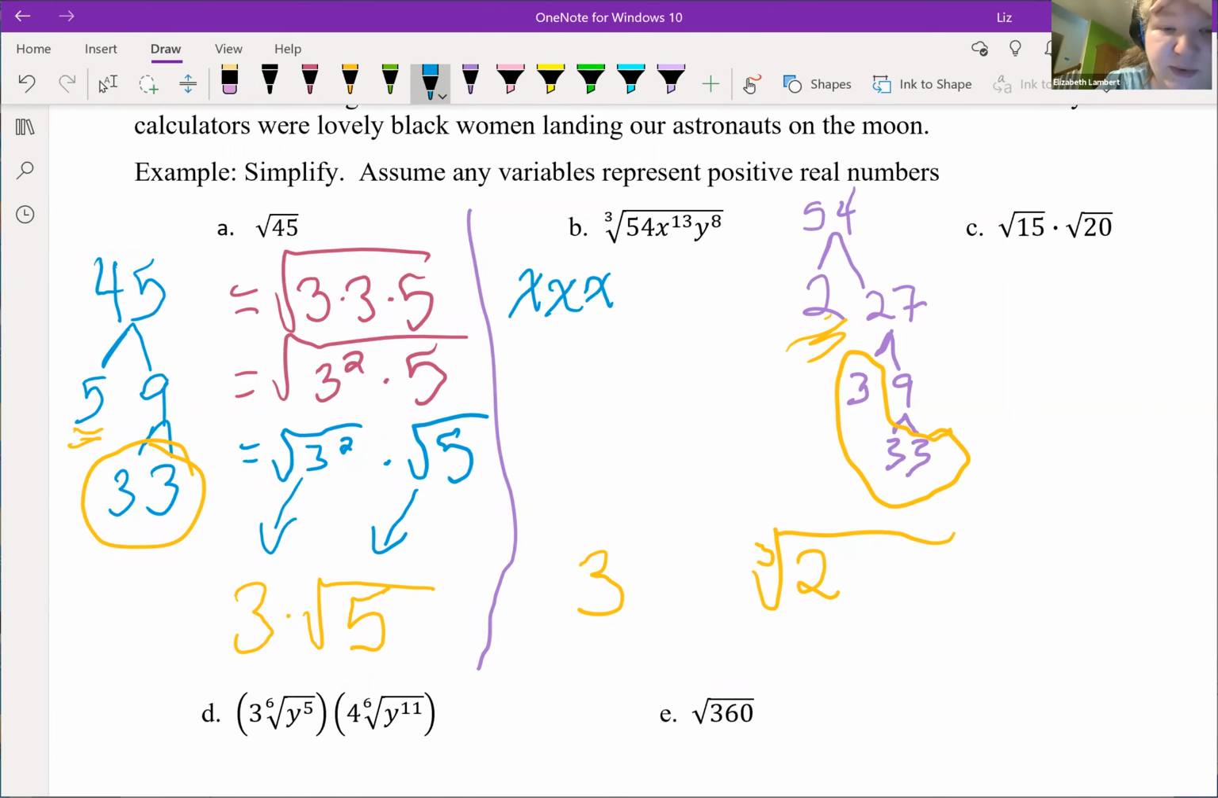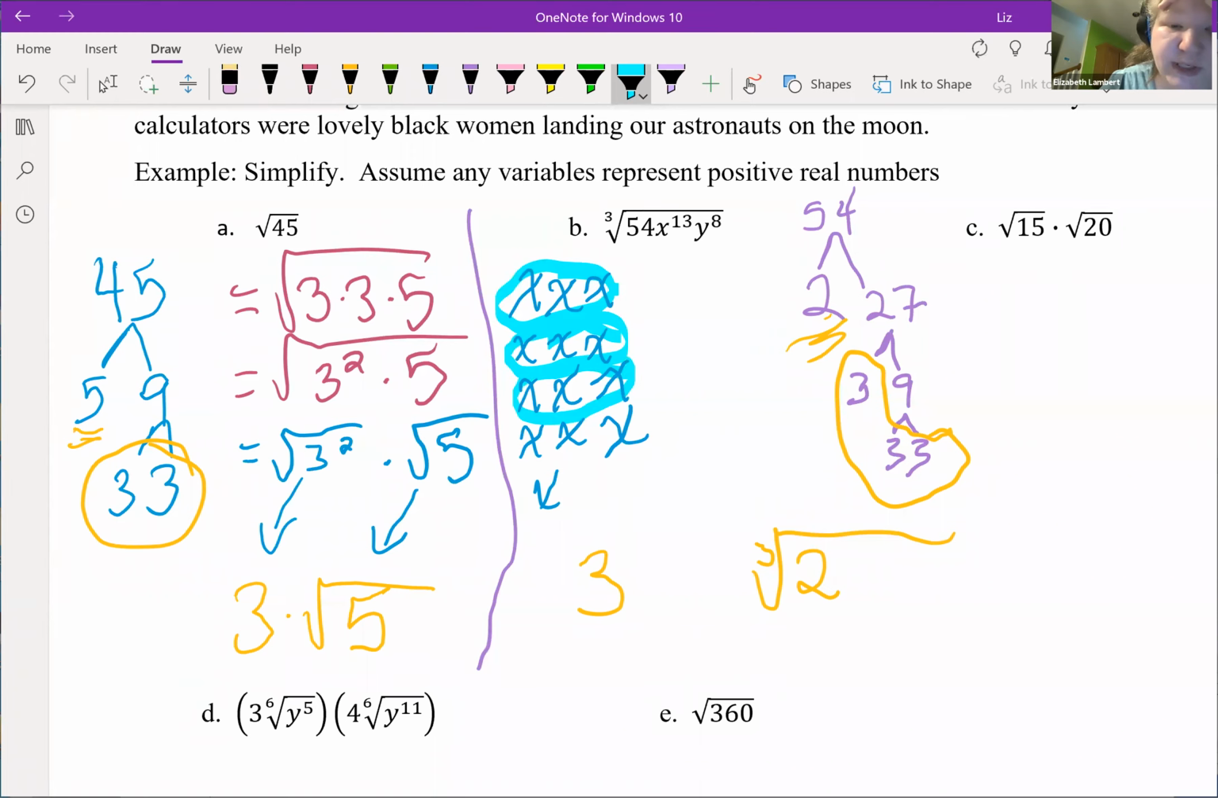X, X, X, 3, 4, 5, 6, 7, 8, 9, 10, 11, 12, 13. So I see 1, 2, 3, 4. I have a 5-year-old, forgive me. 4 3 of a kinds. So that is going to come out as x times x times x times x. So that is 4 x's on the outside, which we write as x to the 4th. And then our leftover is going to stay here next to the 2. So now I have 3x to the 4th and the cube root of 2x.